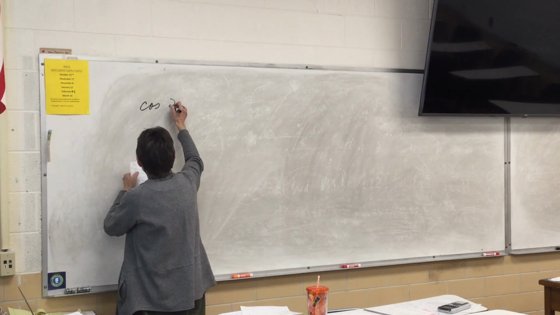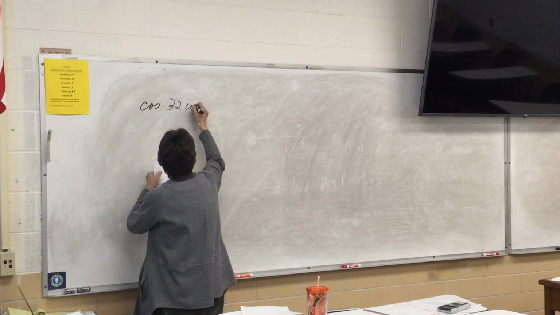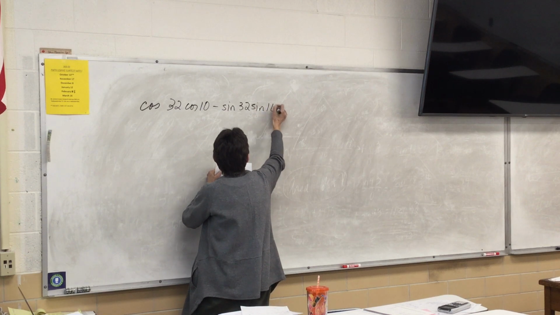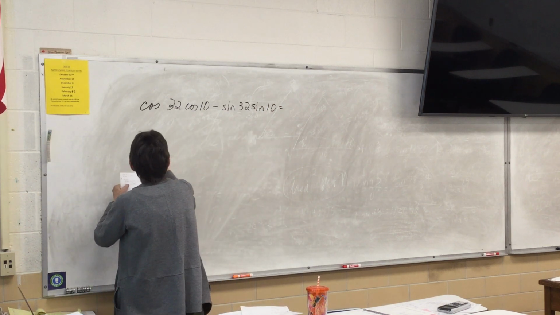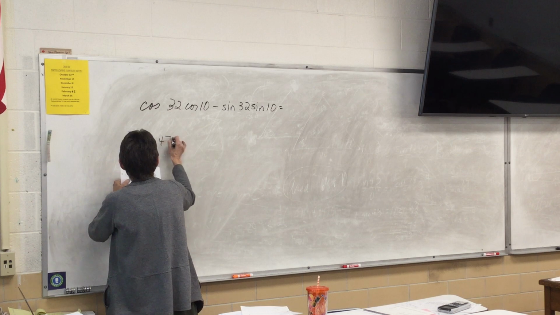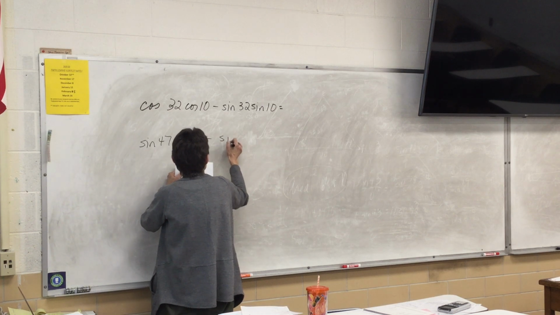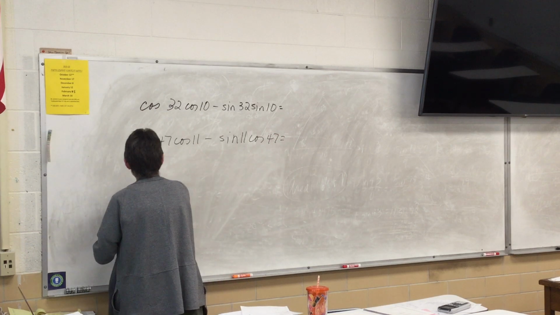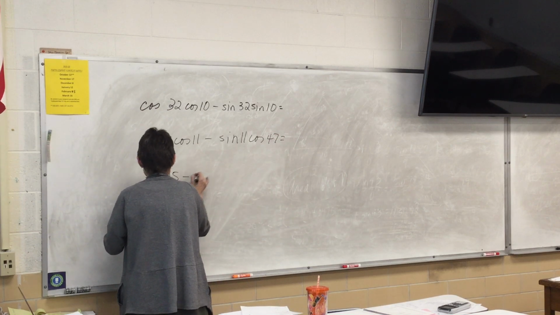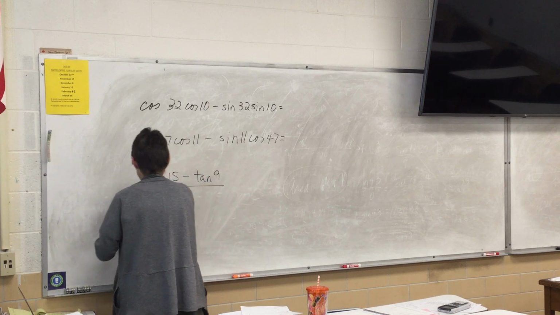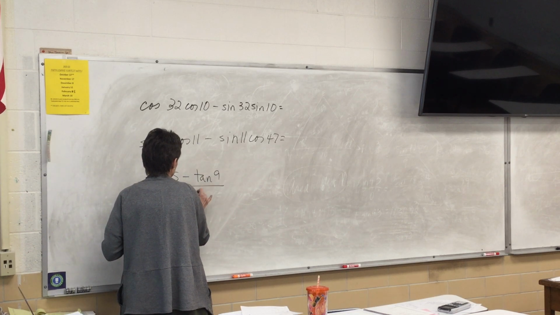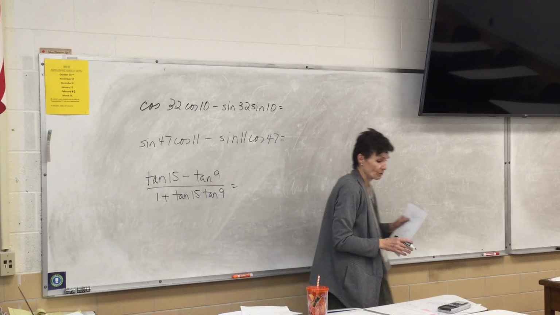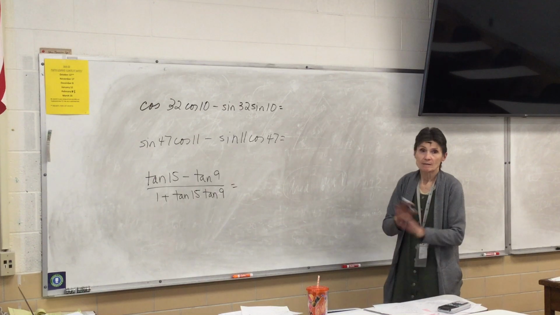All right, so cosine 32, cosine 10, minus sine 32, sine 10. Your job is to simplify that. And sine 47, cosine 11, minus sine 11, cosine 47. And tangent 15 minus tangent 9 over 1 plus tan 15, tan 9. So the first problems we're doing are just simplified.